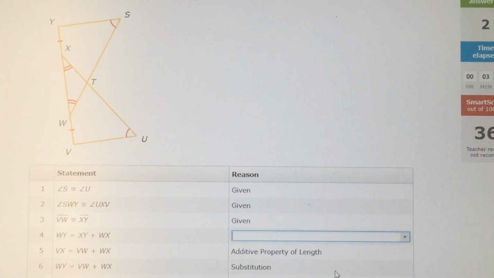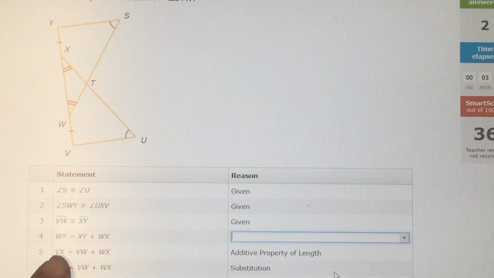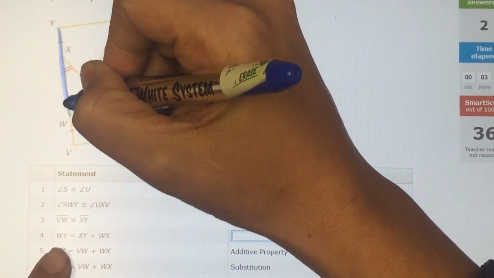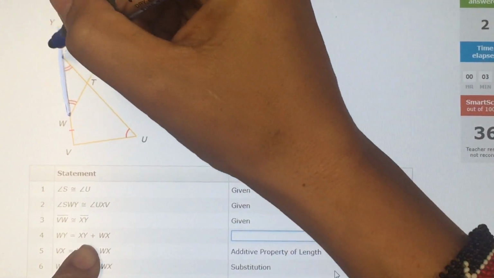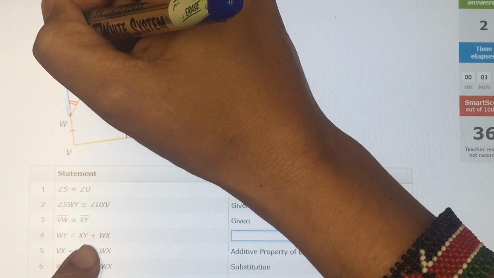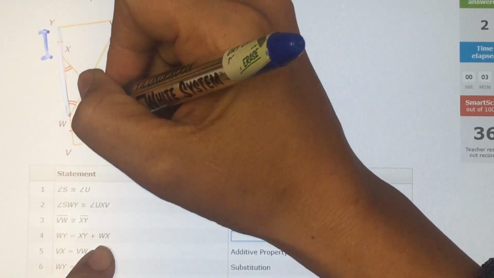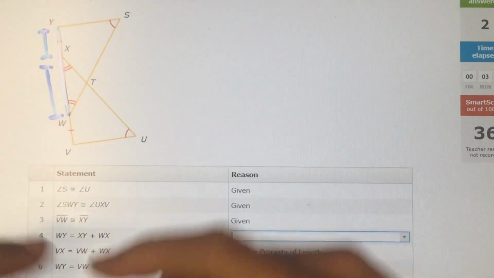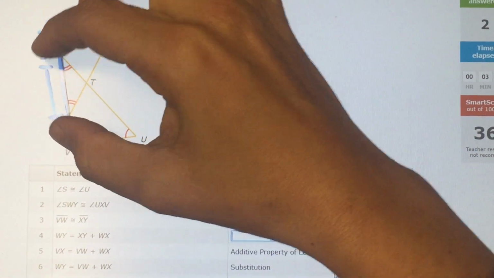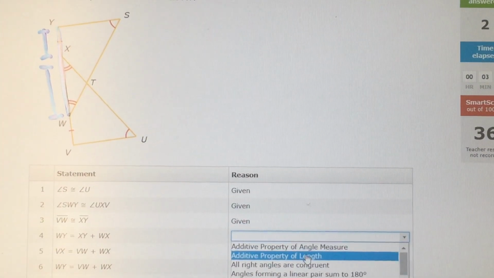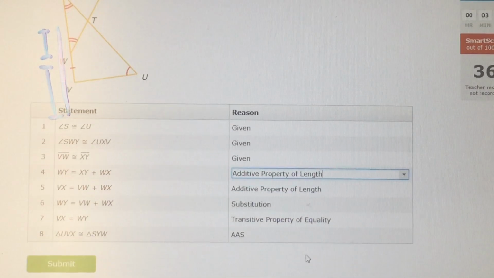Then the question they're asking you is why. Why is WY, where's WY, why is this equal to WX plus XY? So think about it for a second. Why is this piece plus this piece equal to the whole thing? Because of additive property of length. And then we don't care about the rest because they're not asking us about the rest.